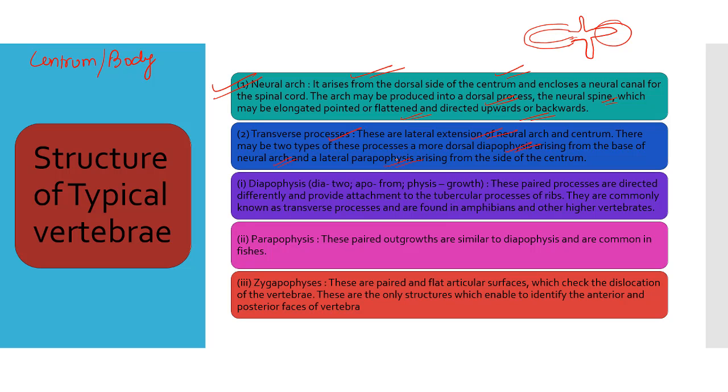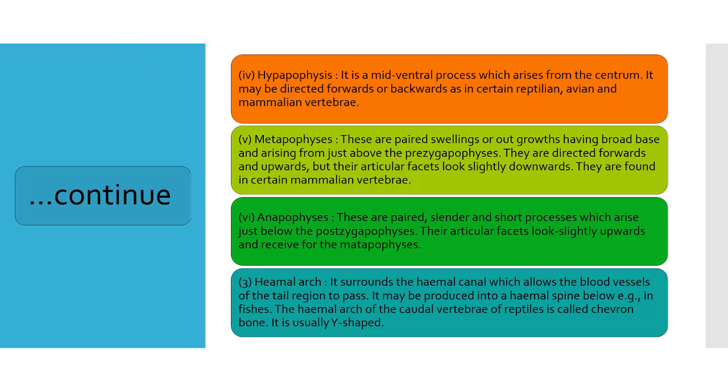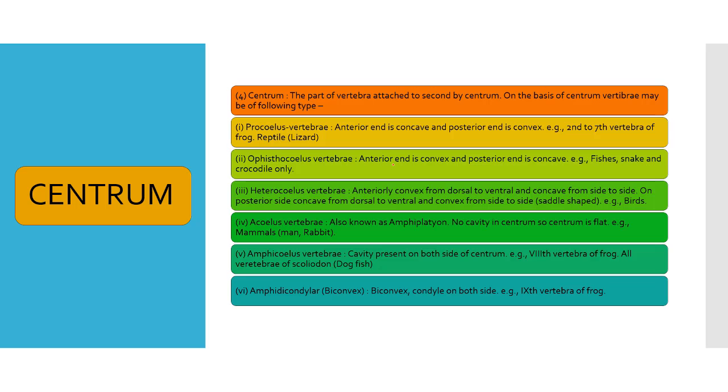The neural arch encloses the spinal cord and has a foramen, a hole, which is known as the vertebral foramen. The vertebral foramen of all 24 vertebrae forms the vertebral canal or neural canal. Each neural arch is formed by two processes of the centrum: one is the pedicle and two are the laminae.